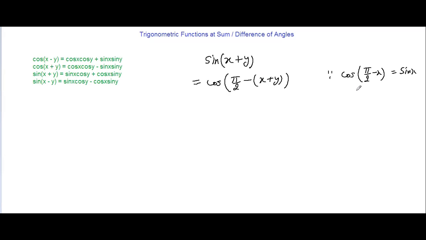Because we can write this complementary angle formula, we can write it as sine x is equal to cos of pi by 2 minus x. Now what we will do, we open the inner bracket with the minus sign, so change the sign. We include the first two terms in a new bracket.